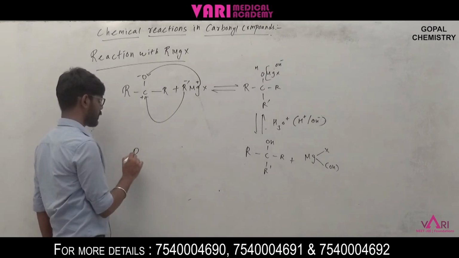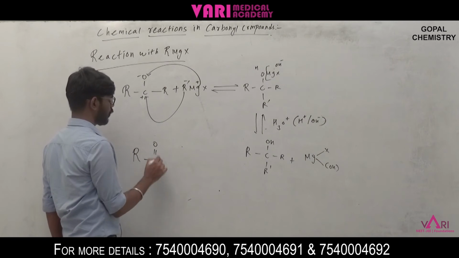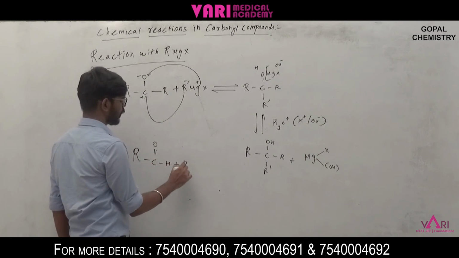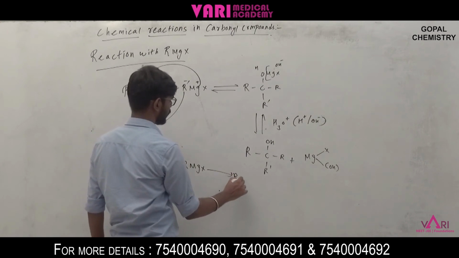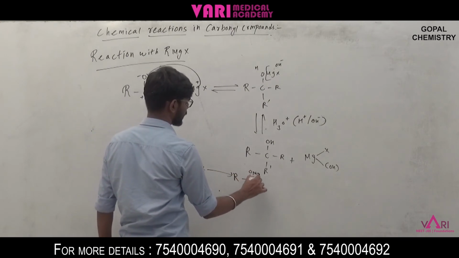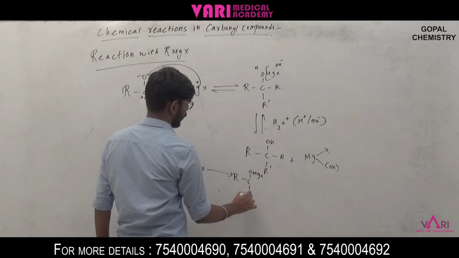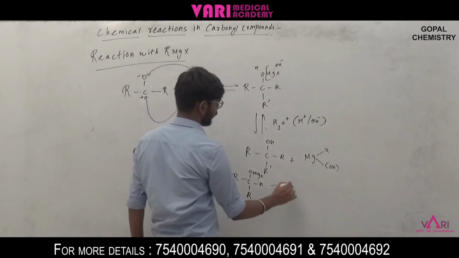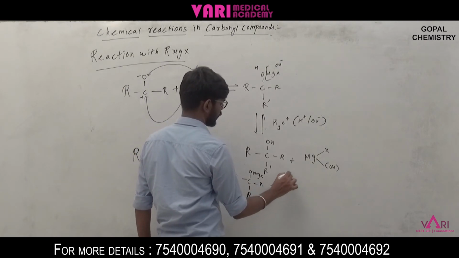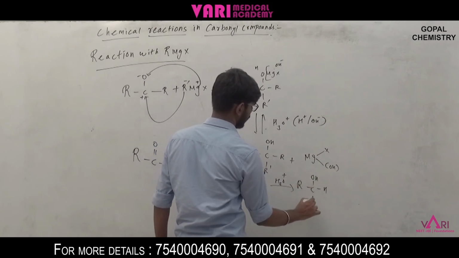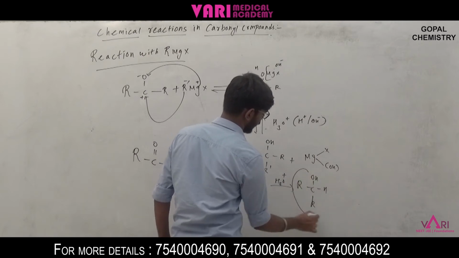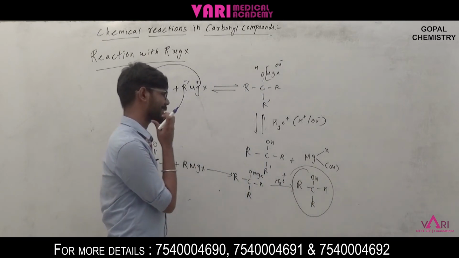So you can see C double bond O and H, R MgX. Okay, it will give R C double bond O MgX and R H. Again hydrolysis, treating with water, R COH and H R. So this is secondary alcohol. This is secondary alcohol. Okay.